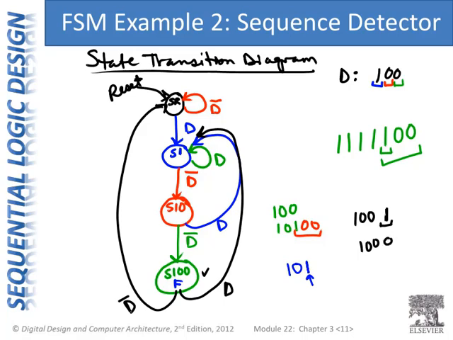So if we had 1, 0, 0, we're in the S1, 0, 0 state. Our next bit is 0. Well, that doesn't help at all. That's not any part of the sequence, or the first part of the sequence. We need this to be a 1. And so we return to, in fact, the reset state.